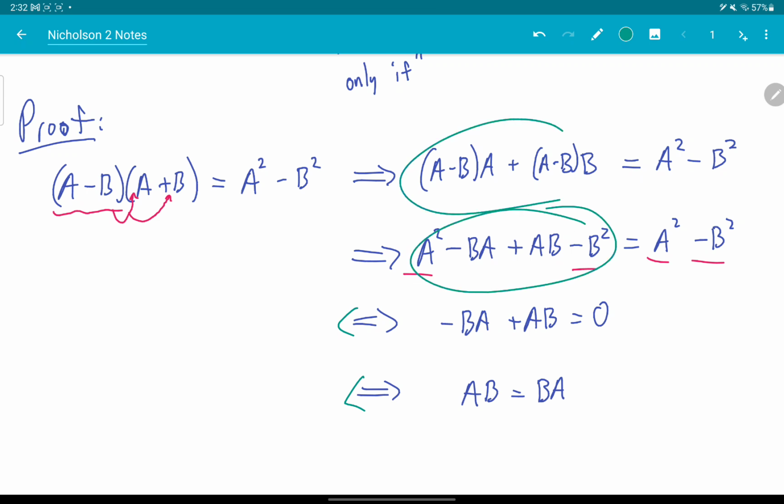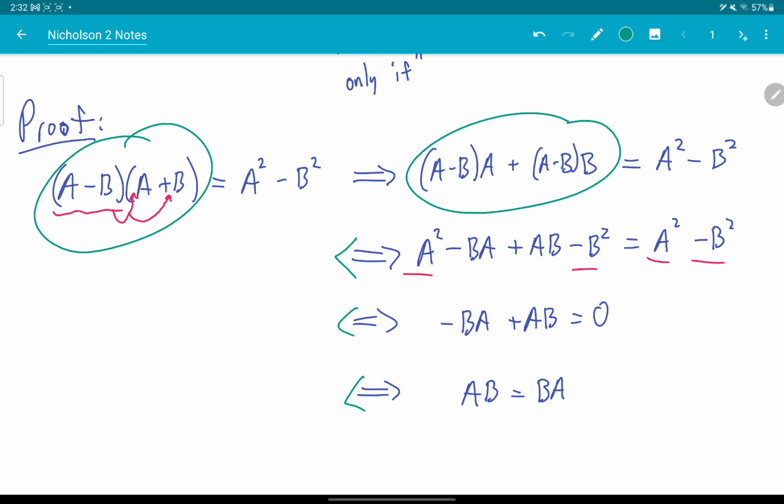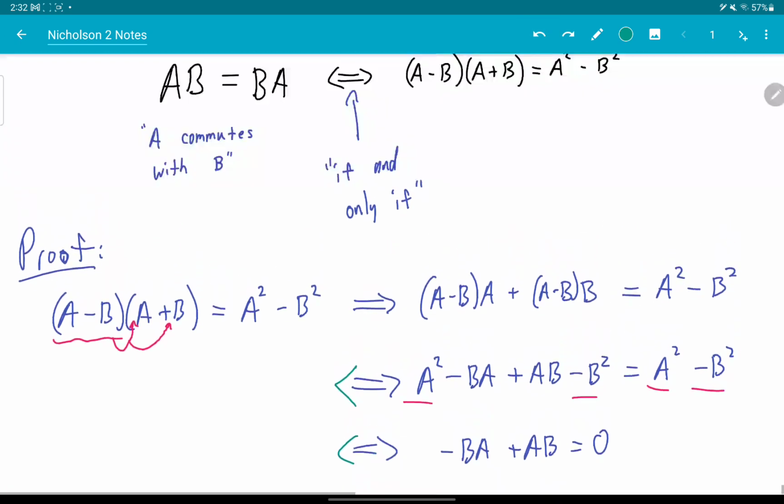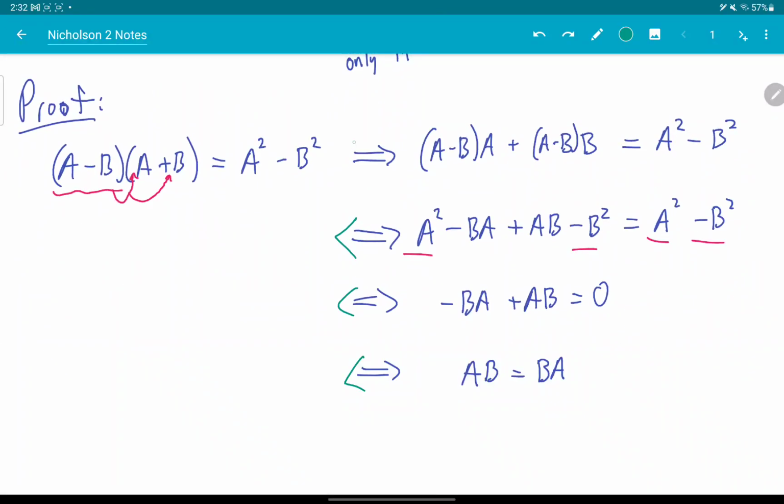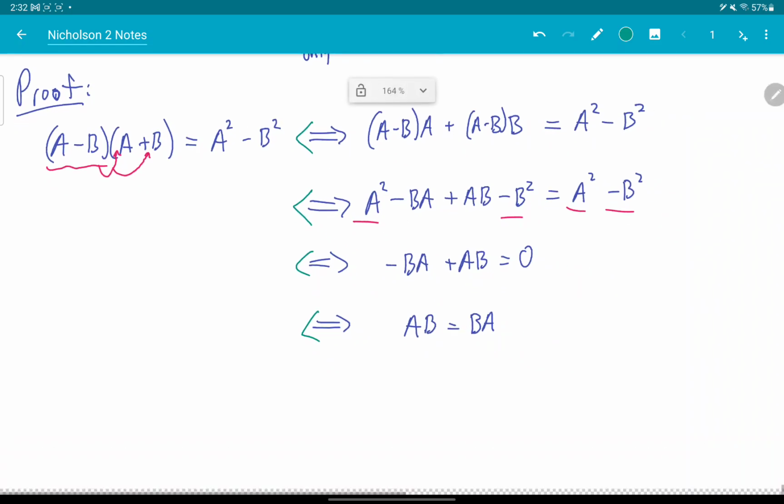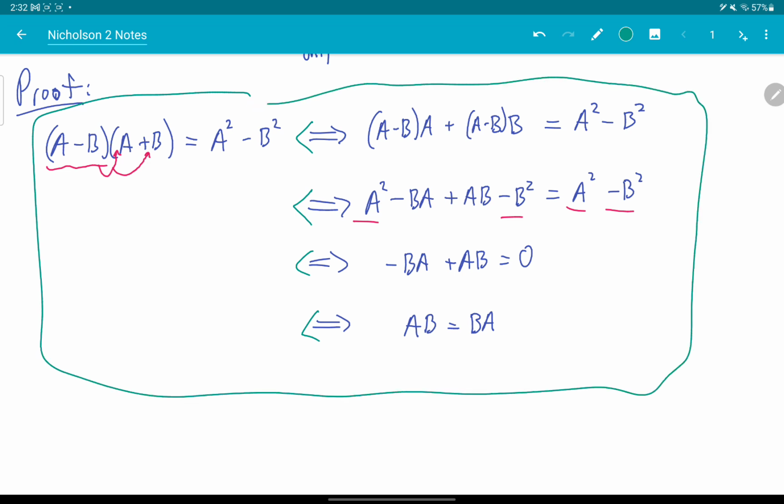To go from here to here, I'm just doing a kind of factoring. I'm reversing the arithmetic I did, which is fine. And likewise, to go from here to here, I'm just reversing that distribution. So these arrows go both ways. So this big monster here shows that this statement is true if and only if this statement is true. Sometimes we say they're logically equivalent.